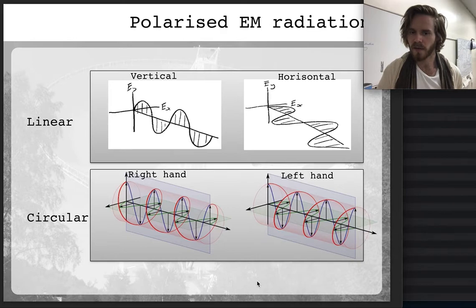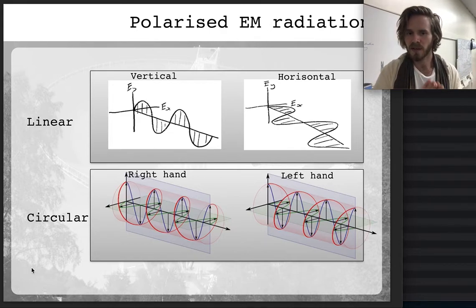You're always going to have orthogonal components when you have waves, because the combined wave is always the combination of the orthogonal components. The thing I really want to emphasize here is that vertical and horizontal are the vocabulary you use when you're talking about linear polarization, and left hand and right hand are the vocabulary you use when you're talking about circular polarization.